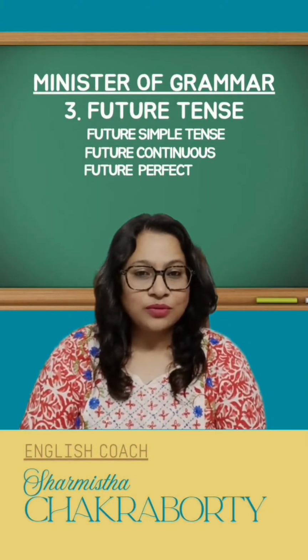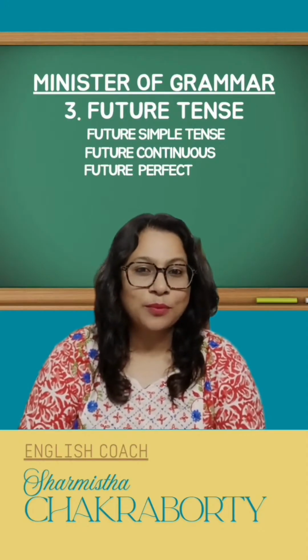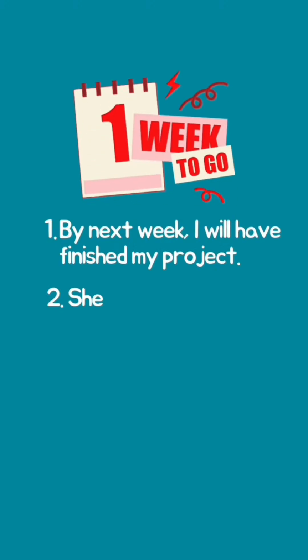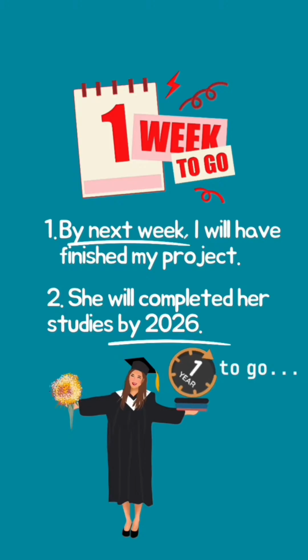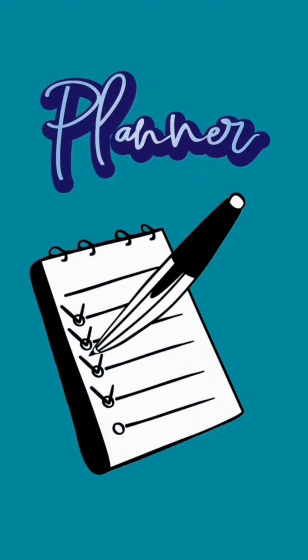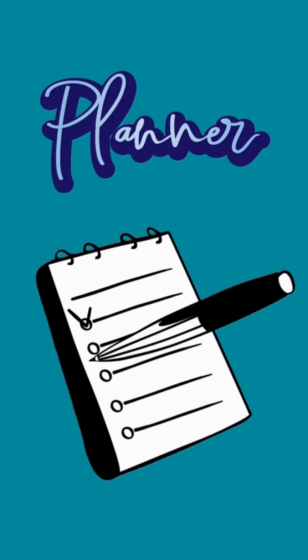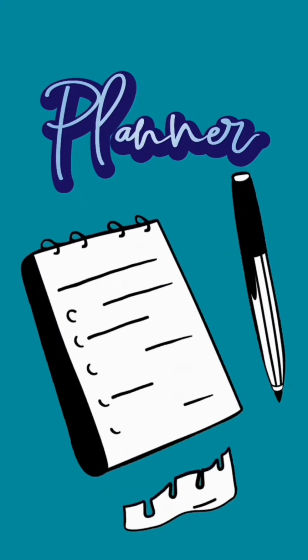Now, future perfect. We use this to talk about an action which will be completed before a certain point of time in future. Now read these 2 sentences. Number 1, by next week, I will have finished my project. Number 2, she will have completed her studies by 2026. So future perfect tense is like a planner. It makes sure tasks are completed before a deadline in the future.